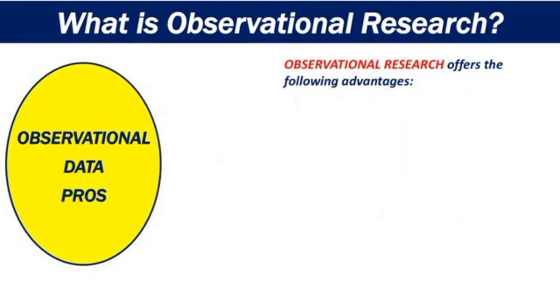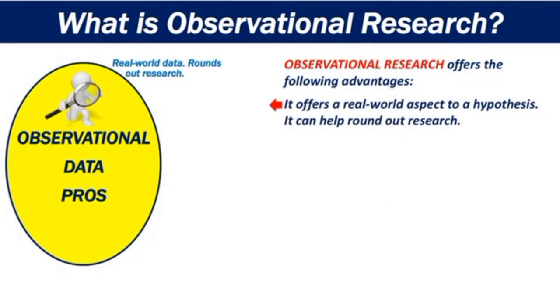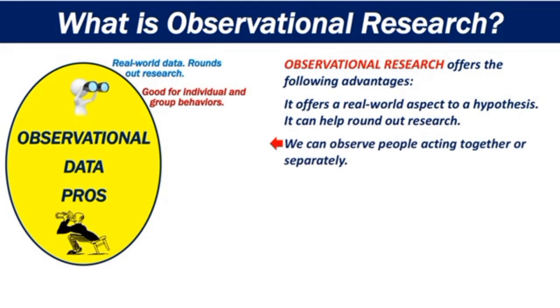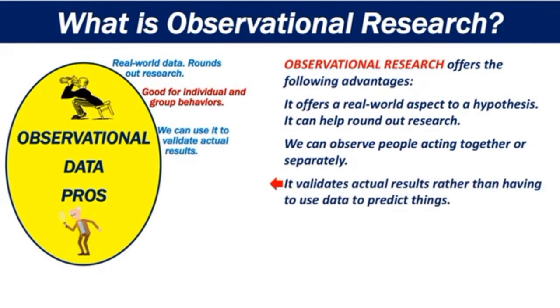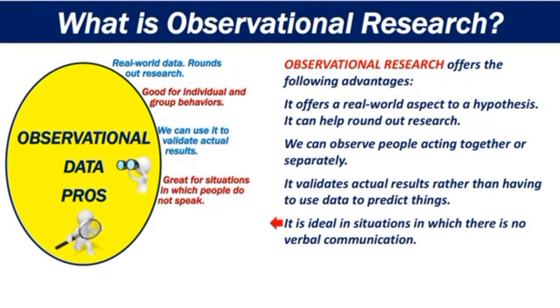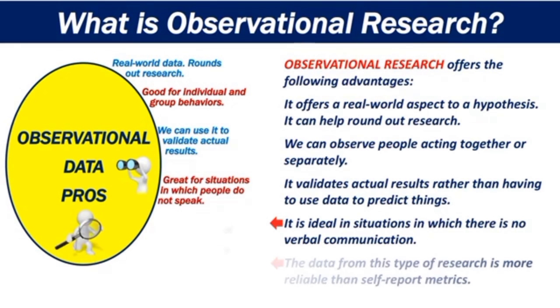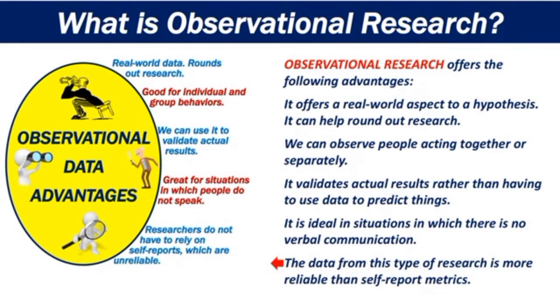Observational research offers the following advantages. It offers a real-world aspect to a hypothesis, and it can help round out research. It allows us to observe people acting together or separately. It validates actual results rather than having to use data to predict things. It is ideal in situations in which there is no verbal communication. And the data from this type of research is more reliable than self-report metrics.